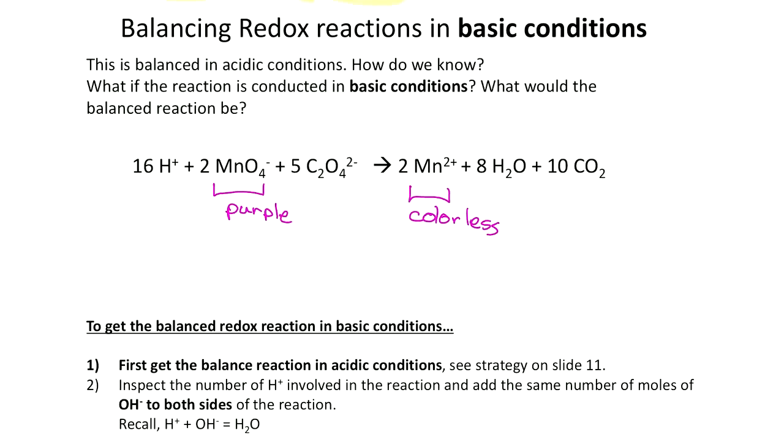Here I just added a tiny bit of it. Make it brighter. Let's make it brighter. I didn't add enough. Okay. All right, super purple, right? That's super purple. That's MnO4 minus.